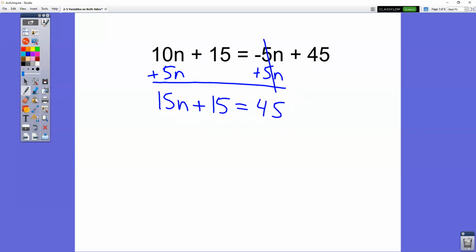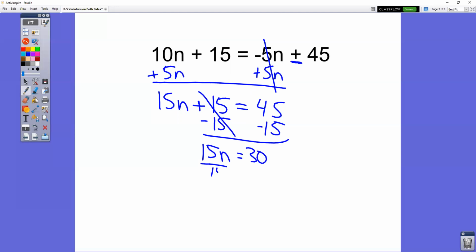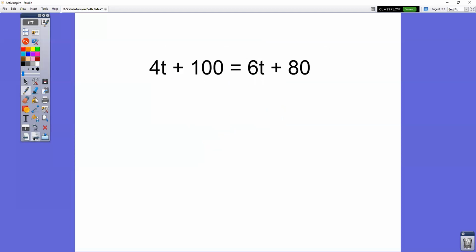Again, you have to look at that sign that's in front of the 45. That's a plus sign, so that's going to be a positive 45. Minus 15, minus 15. So 15n equals 30. Divide by 15, divide by 15. n equals 2. Go ahead and try this last one, please. Try this one on your own as well.